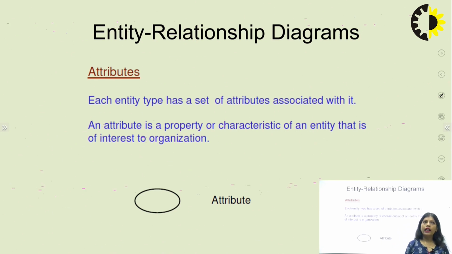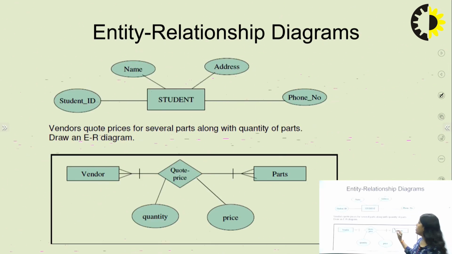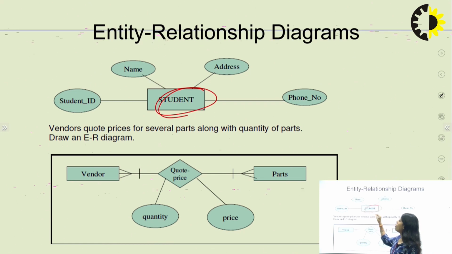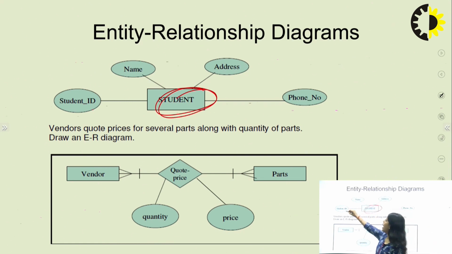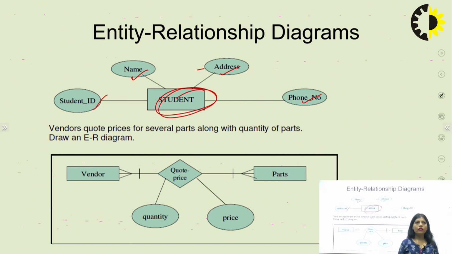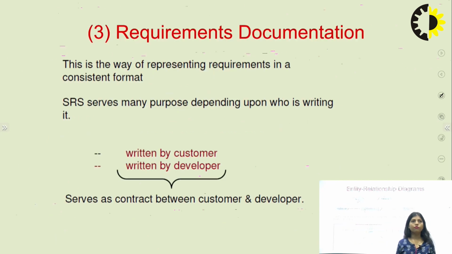Next, after the entities and relationships, next is attribute. Each entity type has a set of attributes associated with it. Basically, an attribute represents the characteristics of an entity. The attribute is represented by the oval shape. For example, we have an entity called student, and these are all the attributes of the student entity, like student ID, student name, student address, and student phone number. So this is how we can design the entity relationship diagram.